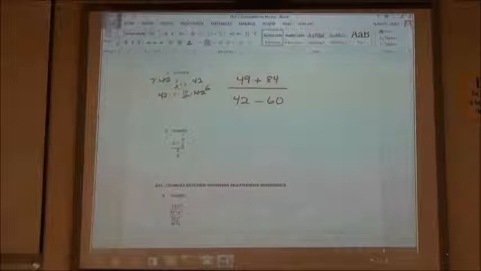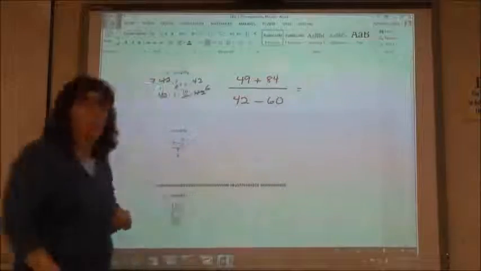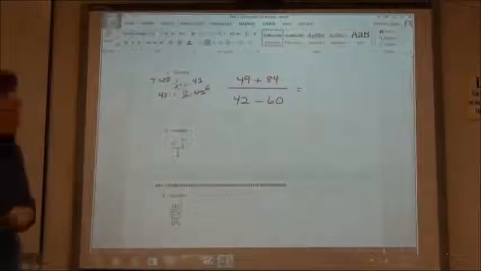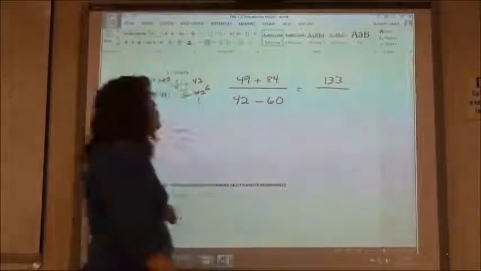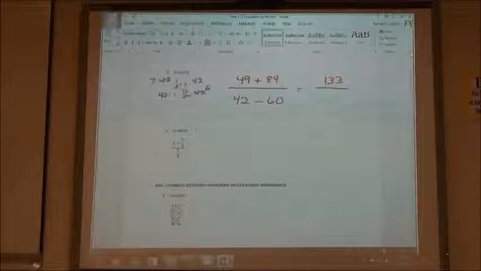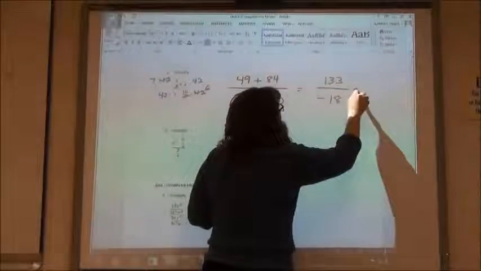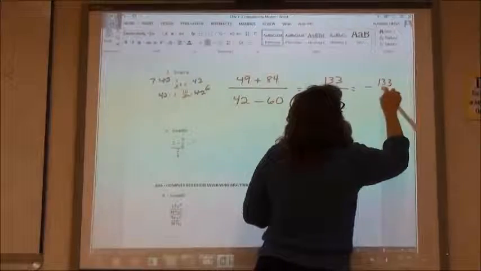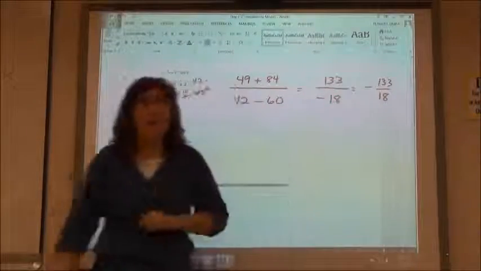So now on the top, we have to take 49 plus 84, which is 133. On the bottom, 42 minus 60 is negative 18. So we're going to get negative 133/18 because a positive divided by a negative makes that negative, right?